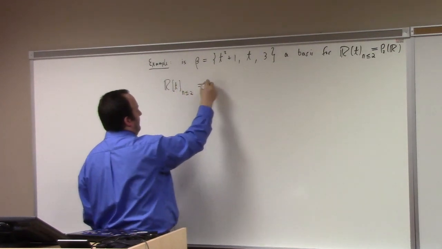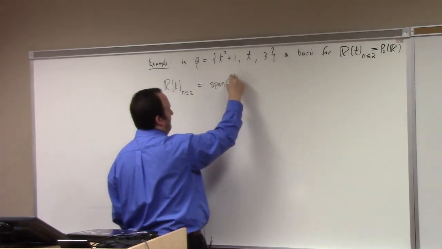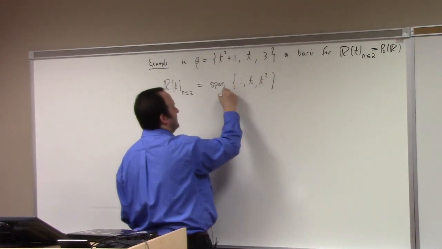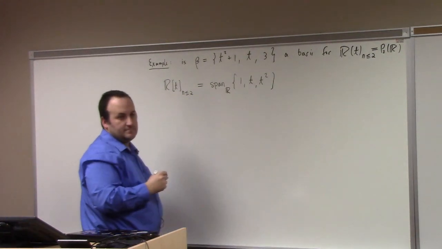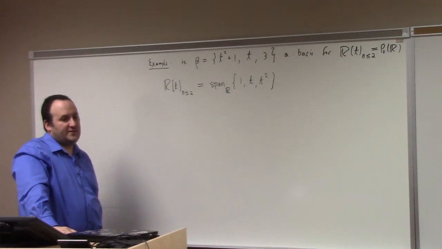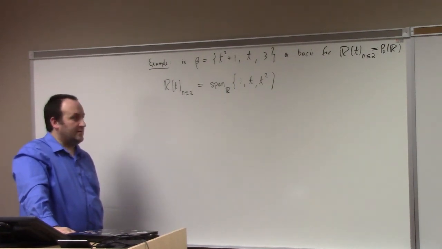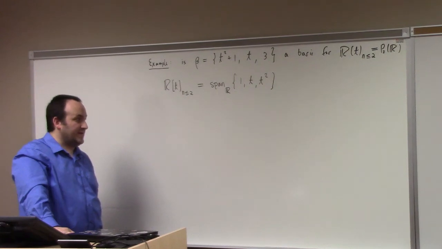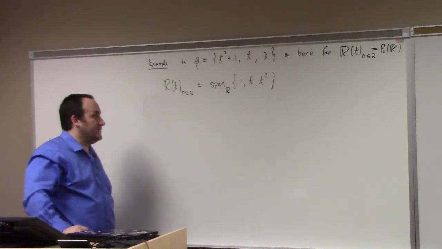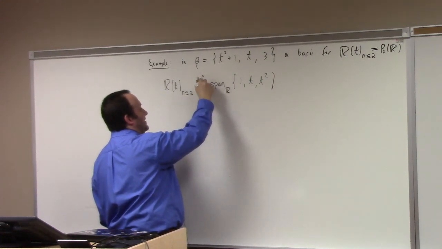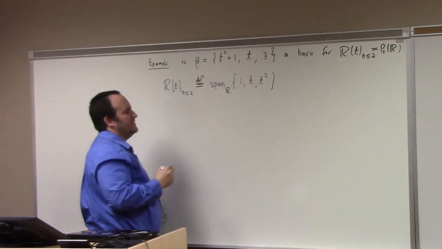It's the span of what? 1, t, and t squared, right? I mean, that's essentially the definition. What was my definition of P2? It's the set of polynomials of the form a plus bt plus ct squared, right? What is that for arbitrary a, b, c? That is nothing more than the span of 1, t, t squared. So this is essentially the definition just written in our nice new span notation.